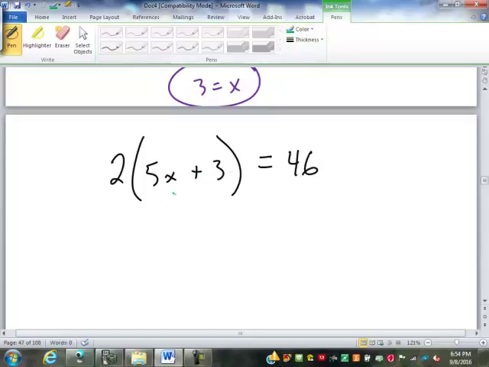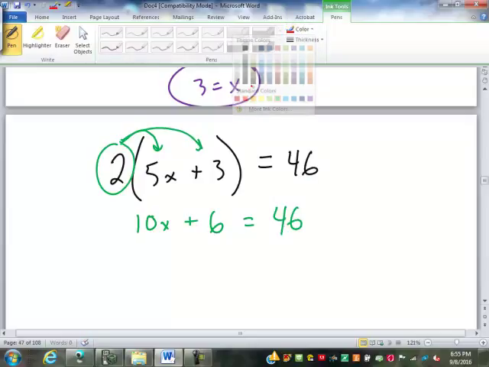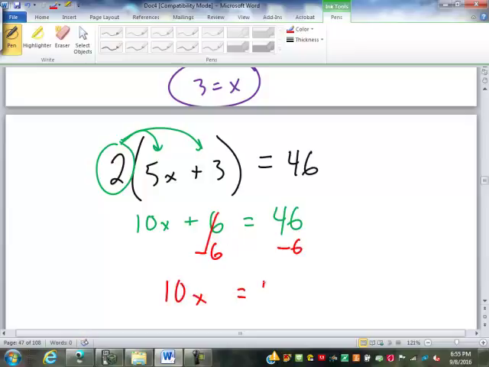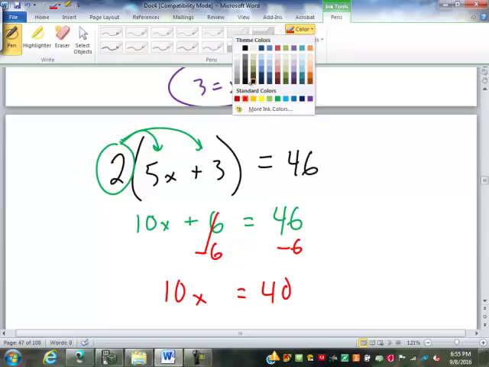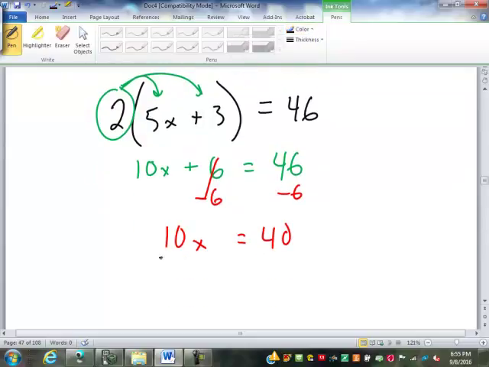So we have the parentheses. We're going to start by multiplying by 2. 2 times 5x, 10x. And 2 times positive 3, positive 6. Then what? Subtract the 6. So 10x equals 40. Divide by 10. X equals 4.